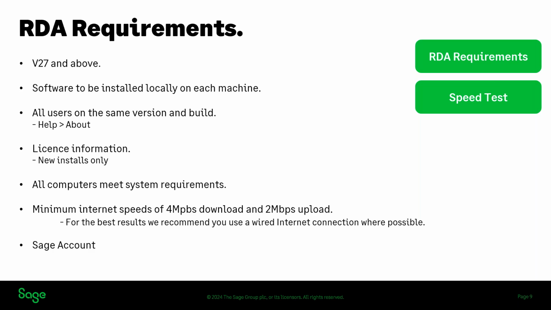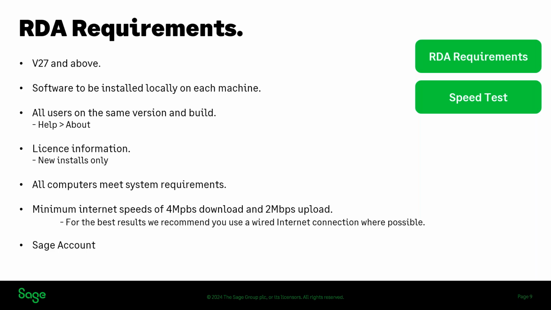You will also need license information. So this is if you've got one machine currently set up with Sage, but you've maybe bought another couple of new machines or new laptops for your users to work remotely. They might need to install on those laptops as well. So they'll need the license information, like your activation key and your serial number. You can get all of that information from your help page as well.